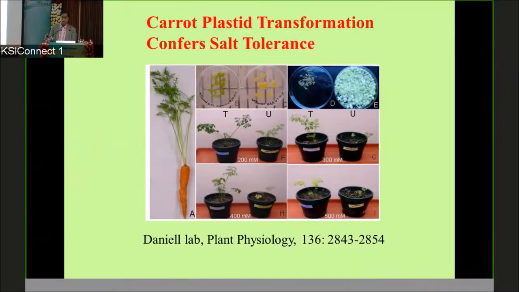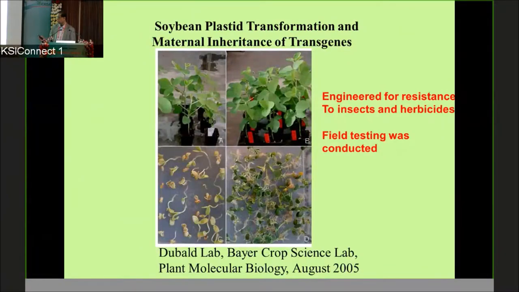But I should also tell you what didn't happen in the field, even though we demonstrated carrot, which can grow on 400 millimolar sodium chloride, essentially seawater. Bayer worked with us and they developed soybean herbicide resistance and insect resistance, but it was not advanced to the market. They did clinical trials in Brazil, but they did not advance, largely because these traits have already been successfully accomplished through nuclear transformation, and therefore there was no room for another new technology. No matter how much we try to convince the agencies, even Bayer shelved this project.